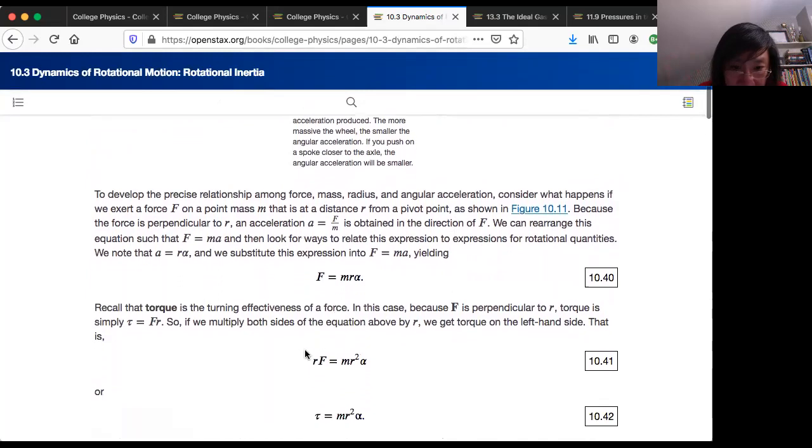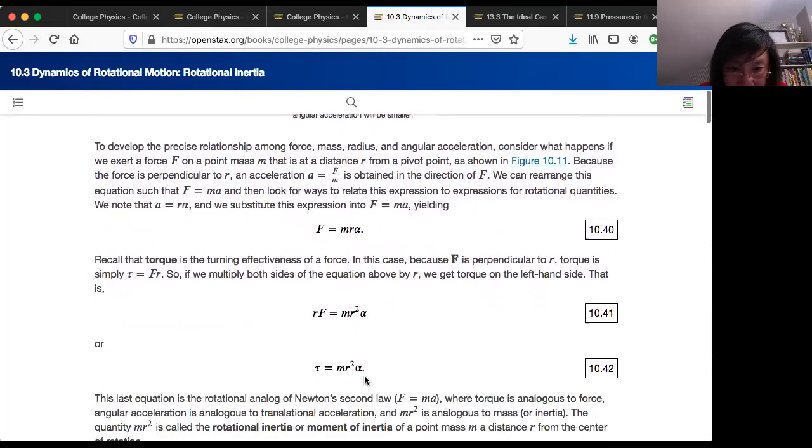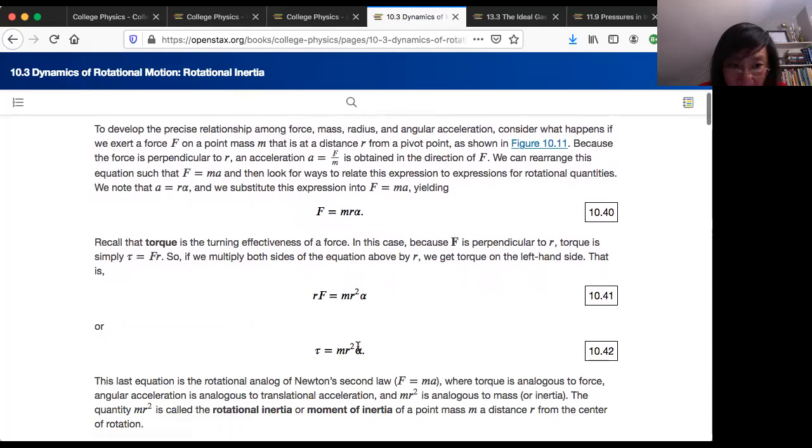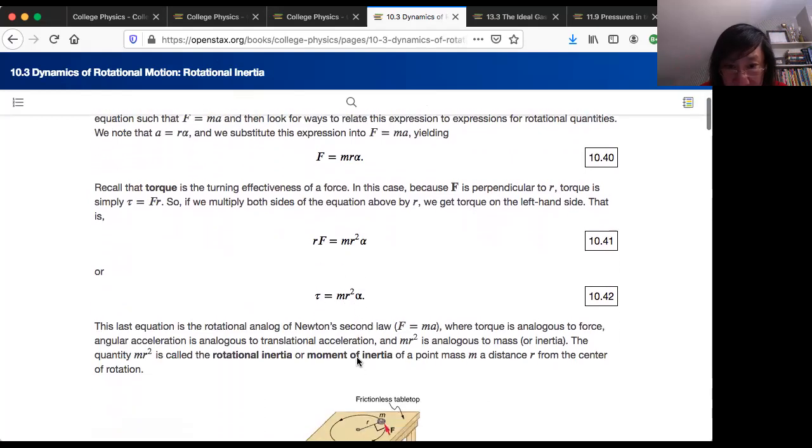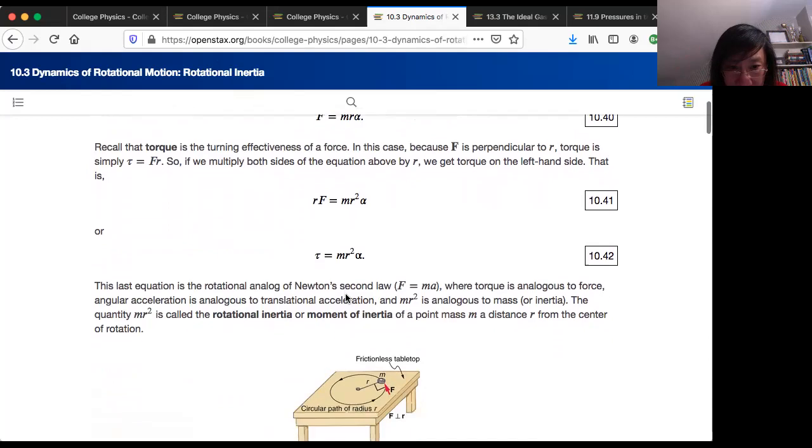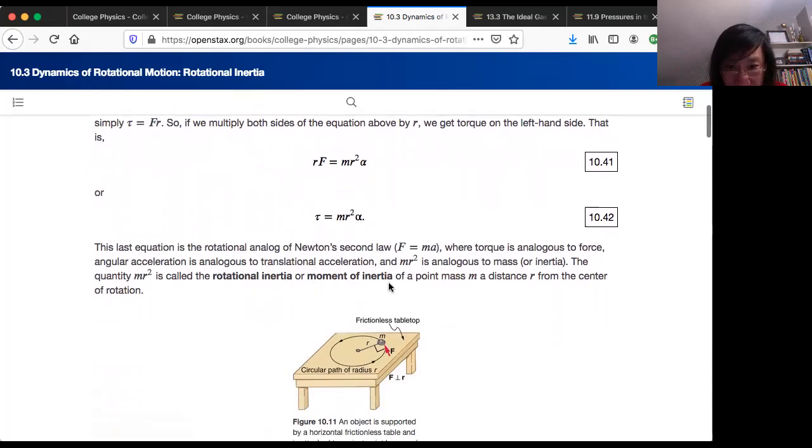So this is how you calculate the moment of inertia. All right. So for an object at a distance r away, a point mass m, and a force perpendicular to r exerted, amount of force F, then the moment of inertia, the number that makes torque equals something times alpha, is mr squared. So the rotational inertia or moment of inertia is mr squared if you have a mass m and you don't have a shape.